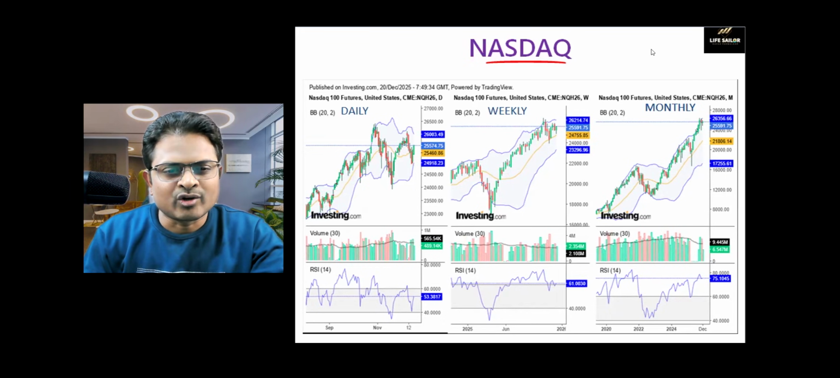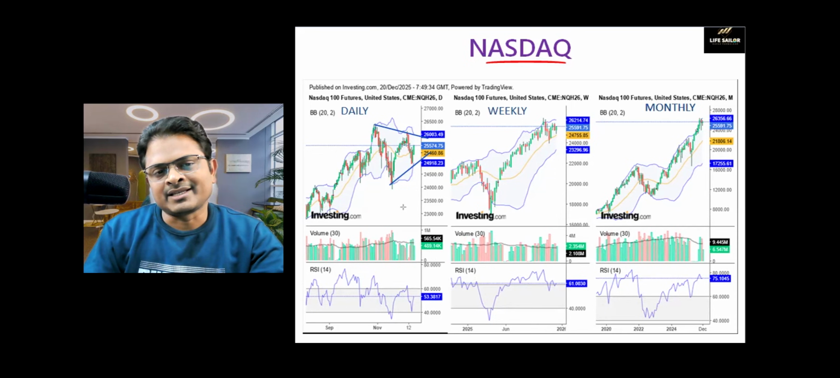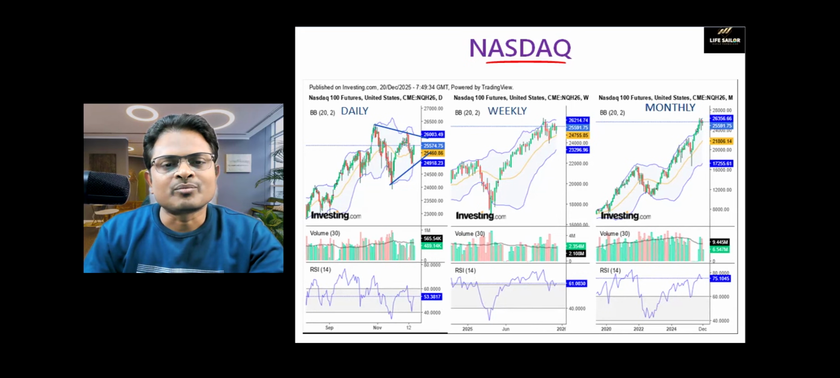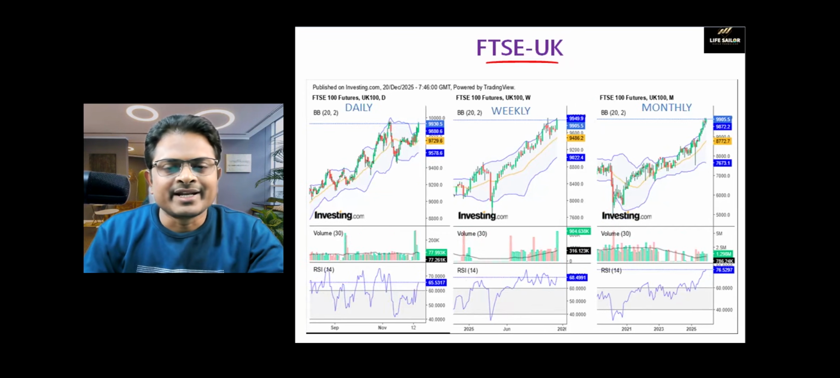On the daily we can see a kind of consolidation. If you draw the trend line here, you see it is forming a kind of triangle. So unless and until it breaks either side, up or down, there is no point in making any bullish or bearish view. So presently Nasdaq is a little bit sideways, but the weekly and monthly charts are very bullish. UK index is much better than US index.